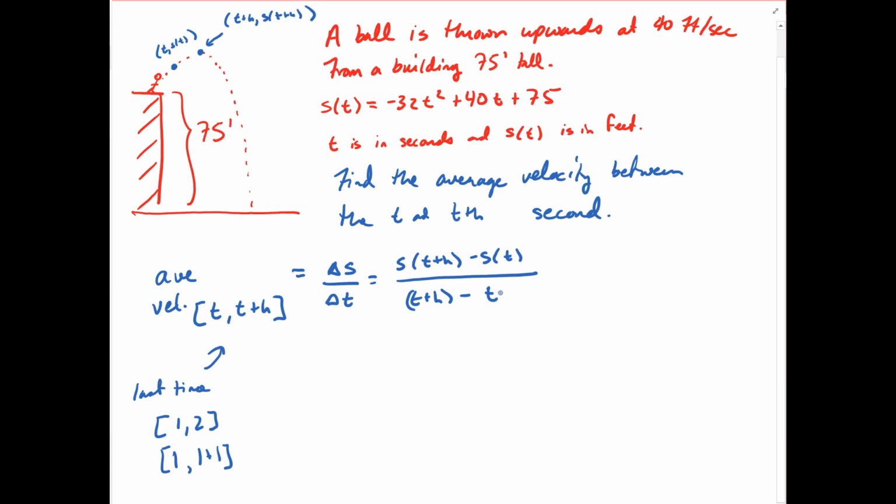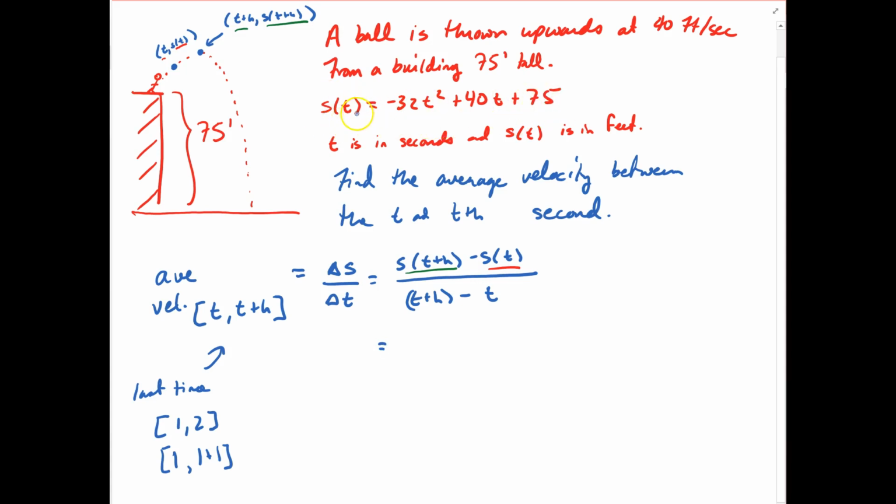So notice, if you look at these ordered pairs, this fits, right? Here was the ordered pair t comma s of t, and here we have s of t and t, and then here was the ordered pair t plus h, s of t plus h, and sure enough, there they are. Okay, in fact, let's go ahead and underline both of those. We'll underline that, and we'll underline that. So now let's actually start computing this. So I'm going to take this function, s of t.